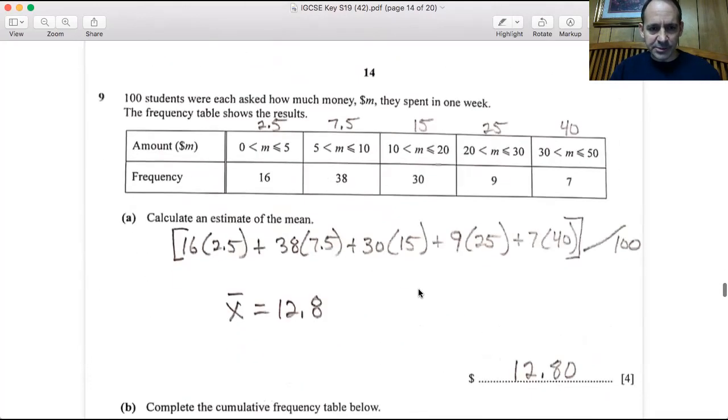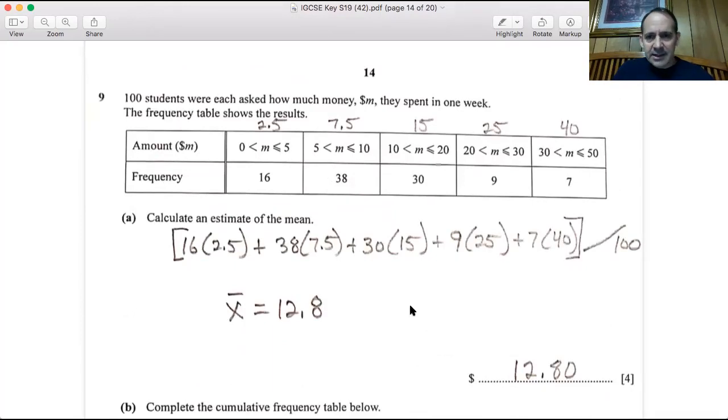Moving on to number 9, 100 students were each asked how much money they spent in 1 week. Here's the frequency table. So you have 16, 38, 39, and 7. Here's your boundaries. 5 students, 5 to 10, 10 to 20, 20 to 30, 30 to 50. Or sorry, M is the amount of money. The 16, 38, 39, and 7 are number of students.